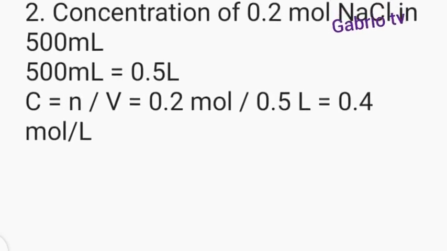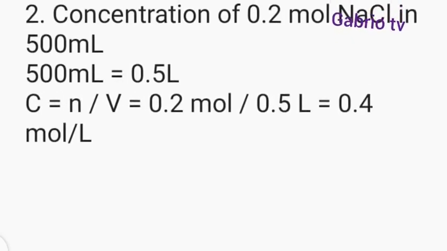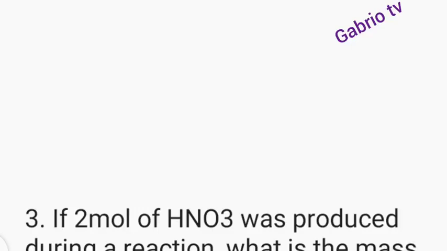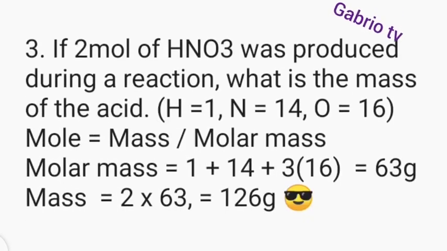Then the other formula which involves concentration, like concentration of 0.02 sodium chloride in 500 ml, you can see that's equal to what? N over V. Mole in that thing is what? Concentration is 0.2 over 0.5 liter. Then you have your answer 0.4 mole per liter. So that is that. And now let me give you another question.